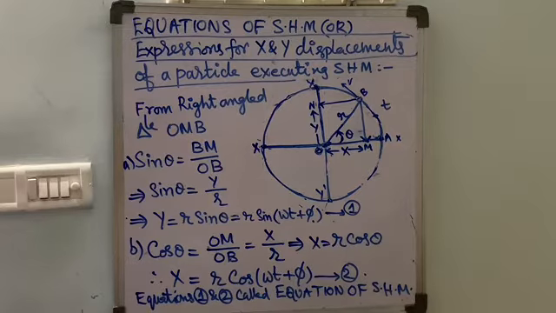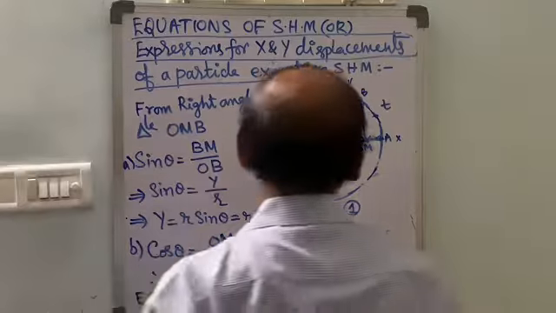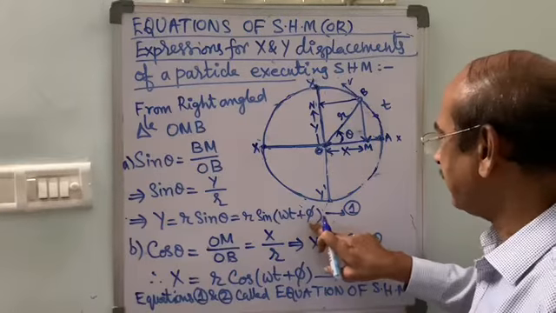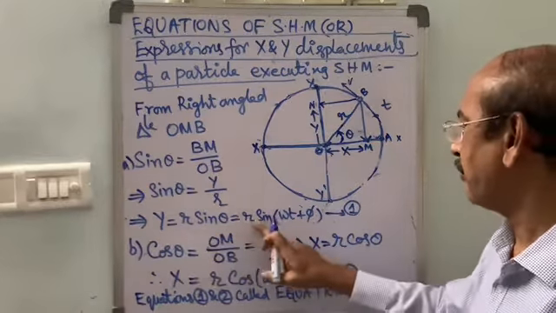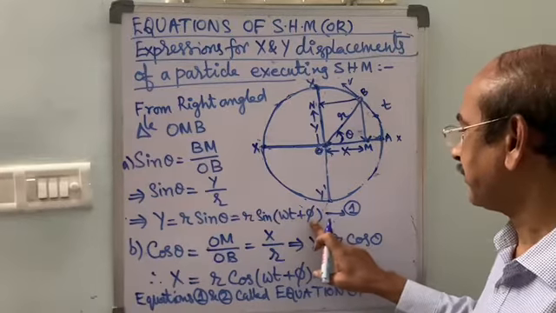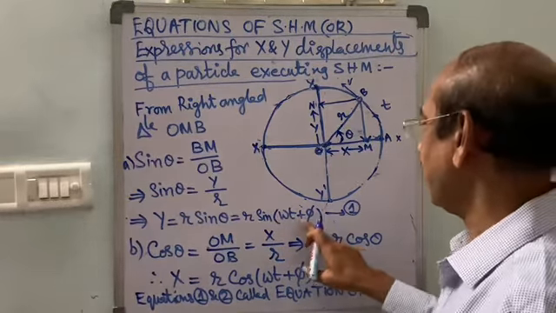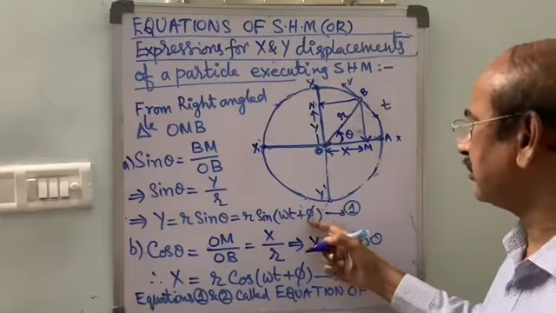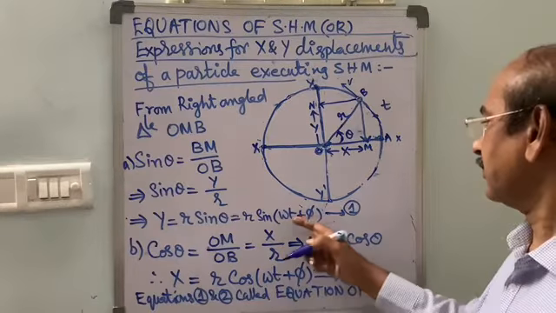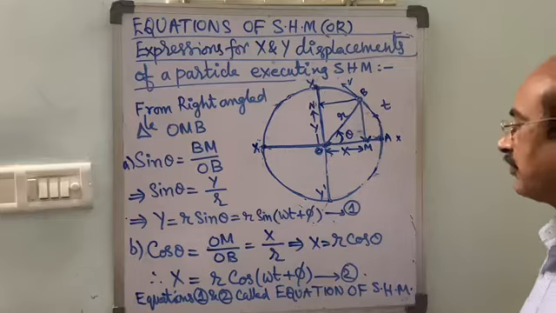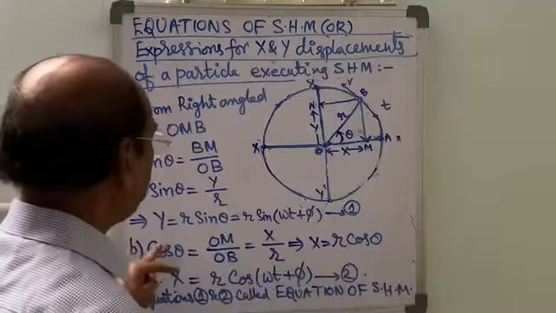velocity. So here at time t equal to 0, this equation becomes y equal to R sin phi, that is, it represents the initial displacement at time t equal to 0. y0 is equal to R sin phi. That is the initial displacement at time t equal to 0.